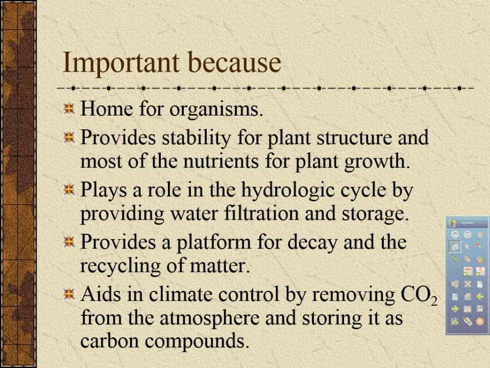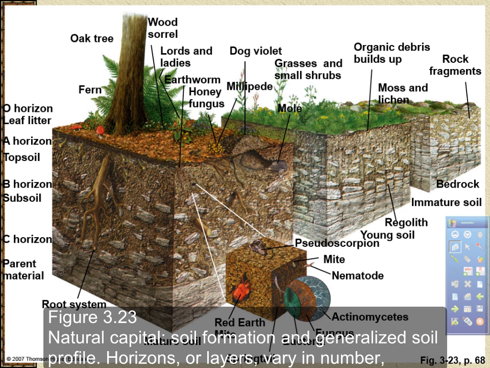It ends up being really important from an environmental standpoint because, for a lot of reasons, it's a home for organisms, it provides stability, it acts in the water cycle, it gives a location for decomposition and matter recycling, nutrient cycling, and then aids in climate control. So this is a diagram of soil in general. We're going to look through the different parts of this, so we'll come back to this.